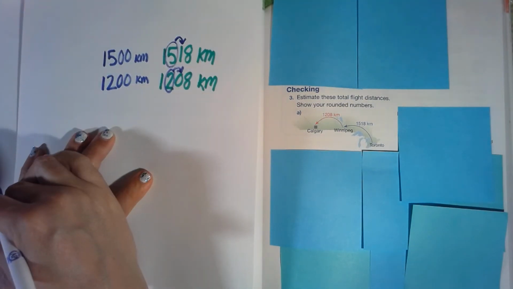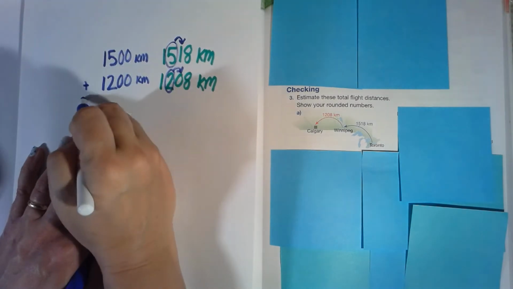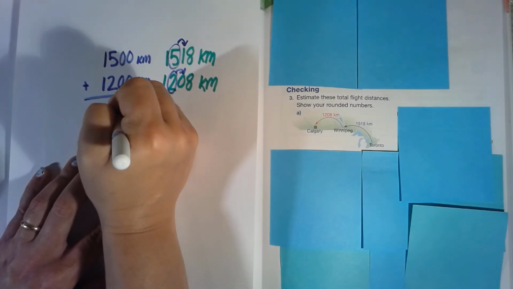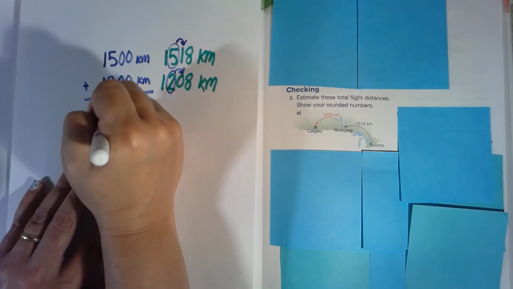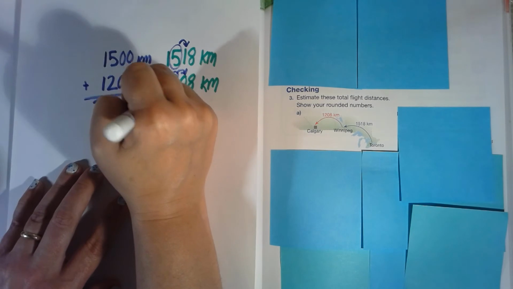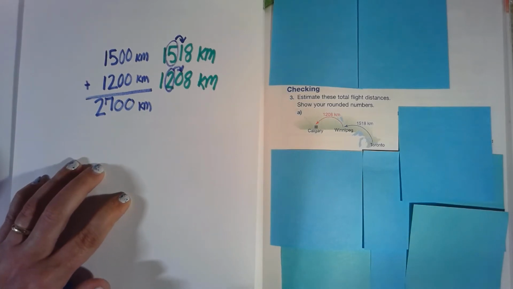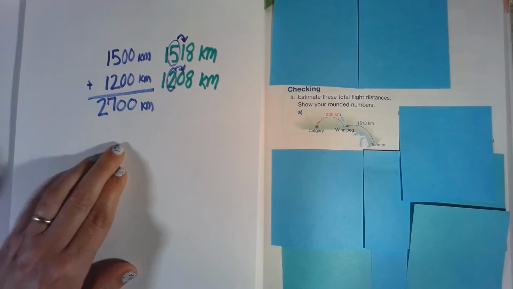Now, if I wanted to find the total kilometers for my trip, I would add my numbers, 0 plus 0 is 0, 0 plus 0 is 0, 5 plus 2 is 7, 1 plus 1 is 2. So I could say that my trip from Toronto to Winnipeg and Winnipeg to Calgary is going to be about 2,700 kilometers.